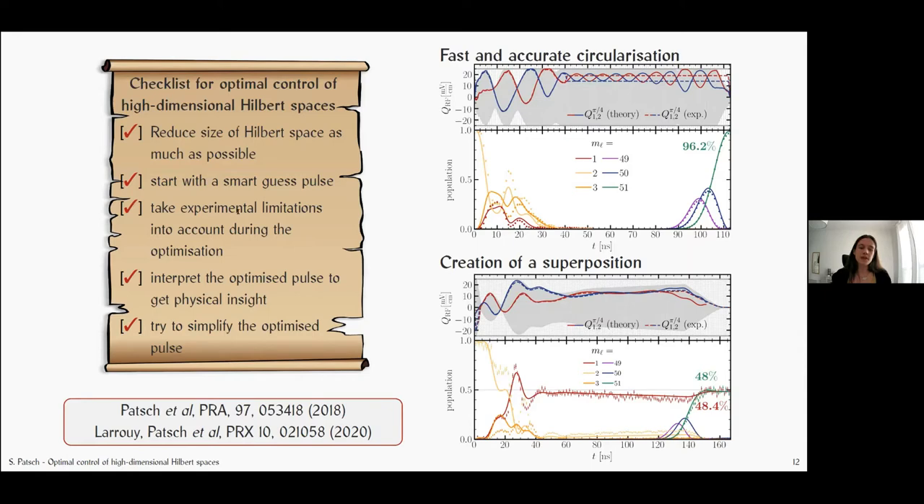And then in order to have experimentally feasible pulses, you should also take the experimental limitations into account already during the optimization. And then the last two steps are kind of a plus, because if you interpret the optimized pulses to get a physical insight, you can simplify the pulses in order to make them even better in the experiment. So for the circularization, we flattened the pulse out, and in this creation of the superposition, we did a very similar thing. And yes, so this was already everything I wanted to present to you.